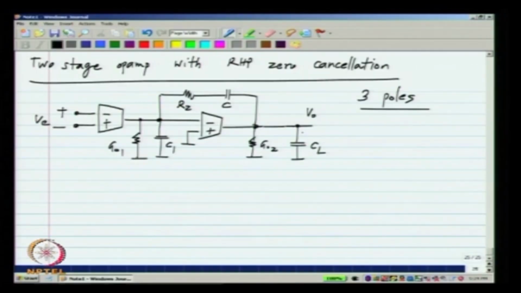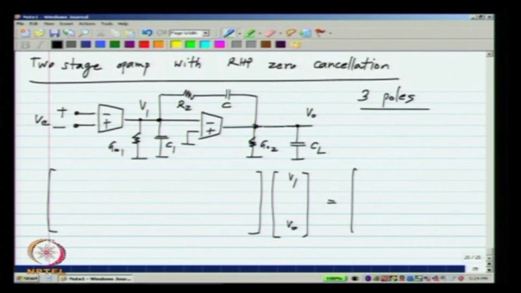Now, I will not solve this completely, but I will outline the method. Again we can write the node equations, and I will write it in terms of the same two node voltages as earlier, V1 and Vo, equals the source current vector. Now, all we have to do is, earlier between these two terminals we had just C, which gives you an admittance sC.